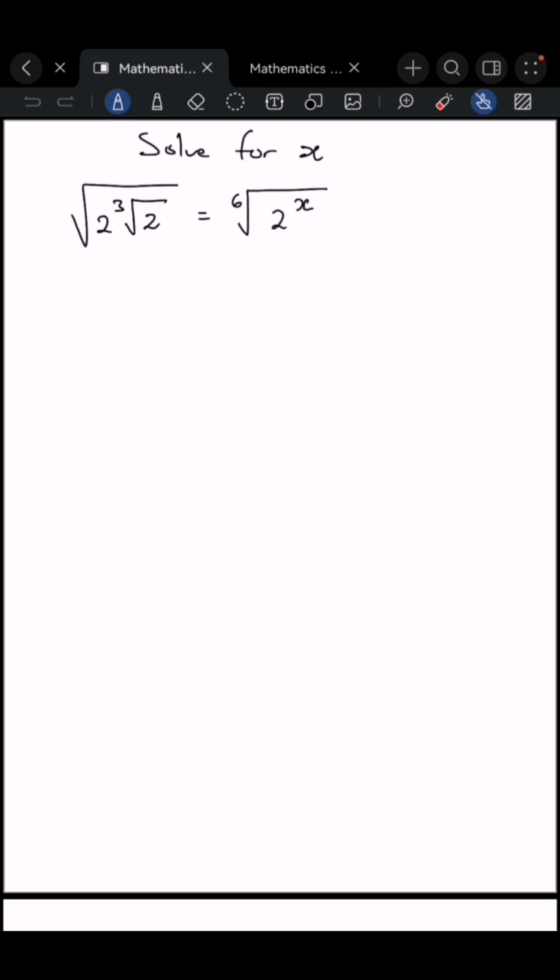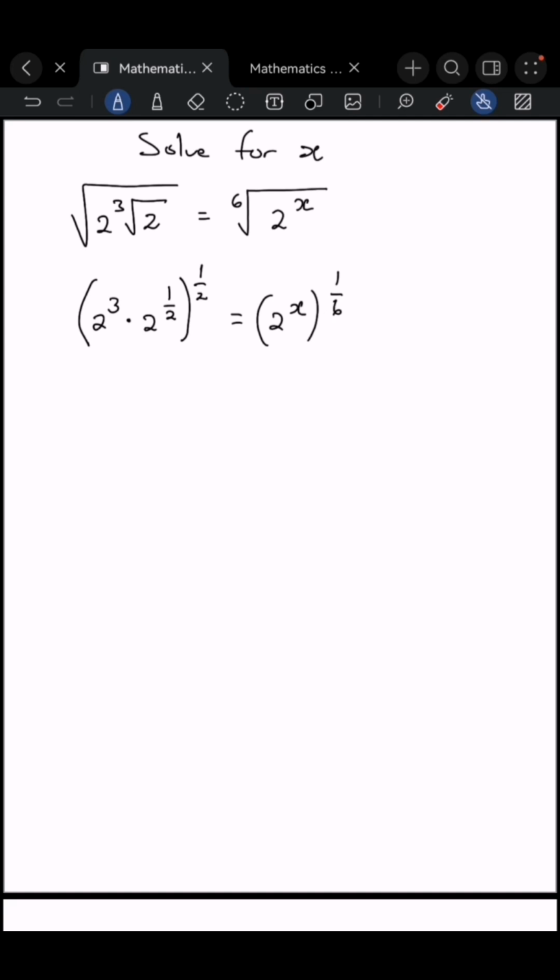All right. We have the square root of 2 cubed times the square root of 2 is equal to the 6th root of 2x. All right, let's solve for x. First, we just simplify this, which is 2 raised to the power of 3 multiplied by 2 raised to the power of 1 over 2, which is the square root. All of this raised to the power of 1 over 2, which is the square root, should be equal to 2x raised to the power of 1 over 6, right?